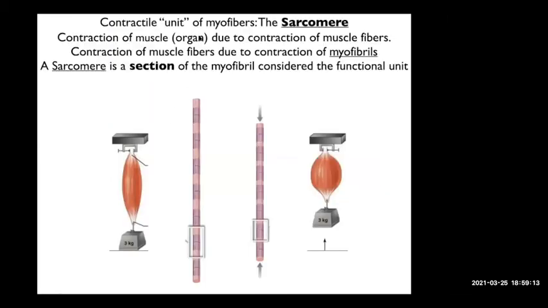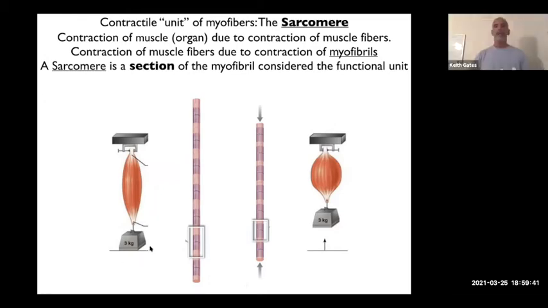All right. So the contractile unit is that sarcomere, and the contraction of the muscle is due to contraction of the fibers, right? The contraction of the fibers is due to contraction of the myofibrils. A sarcomere is just a section of the myofibril, and that's considered the functional unit, right? So just to get that clear.